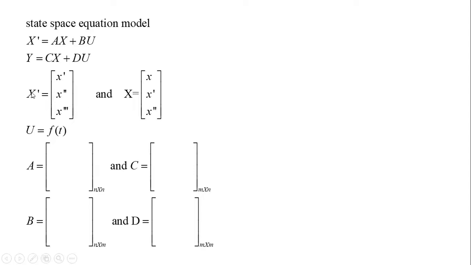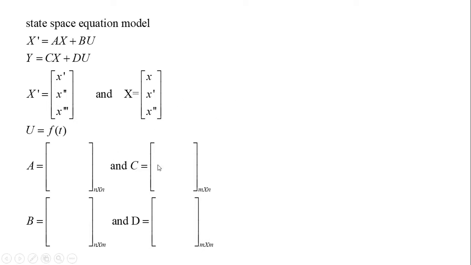Just remember here that in x dash, each term consists of a dash. In x, only the first term is x, the second term is the single derivative of x, and the third term is the double derivative of x. Now what is u? u is equal to f of t.